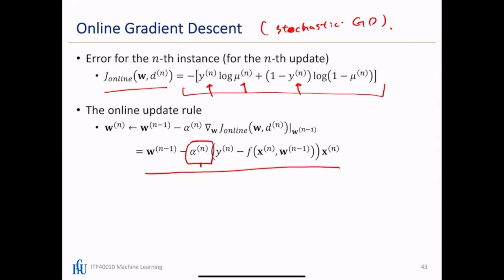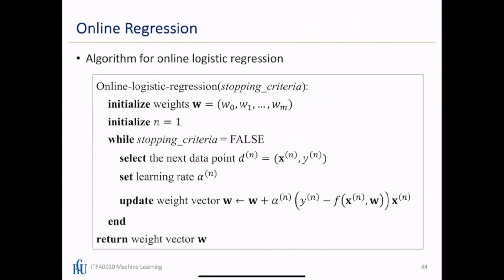So you need to be careful in choosing this learning rate alpha. Other than that, it's basically the same as updating in logistic regression gradient descent. So nothing should be very difficult. And this is the modified algorithm for logistic regression. Again, most of the things are the same. The only change is the updating rule over here.